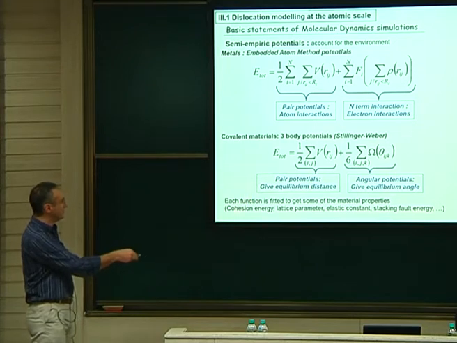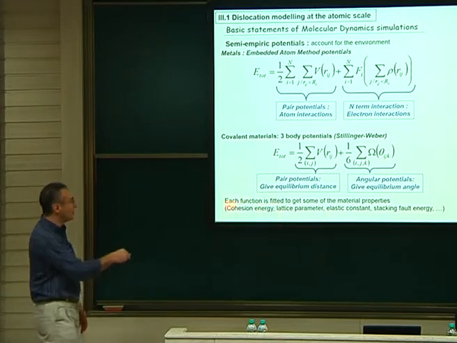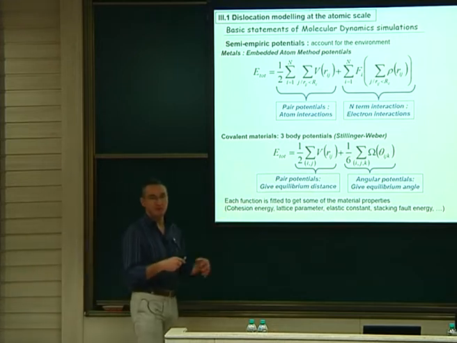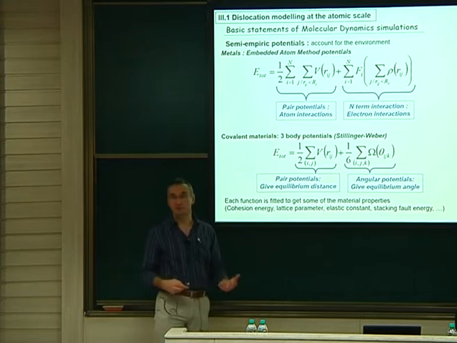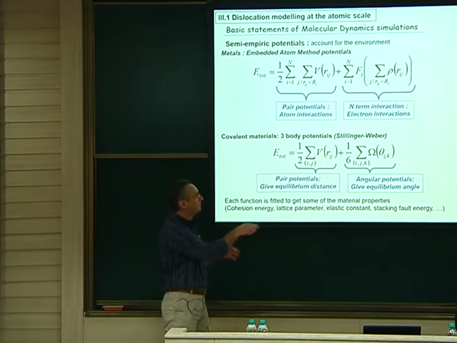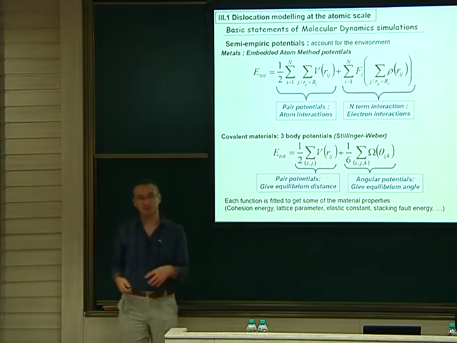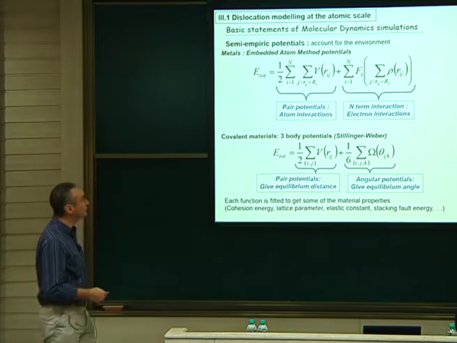So the fitting parameters are given here: cohesion energy, lattice parameters, elastic constants, stacking fault energy. All these are the parameters people from ab initio try to match, because these values are available experimentally. So they fit their potential to match these parameters. Okay? So this is how it works.